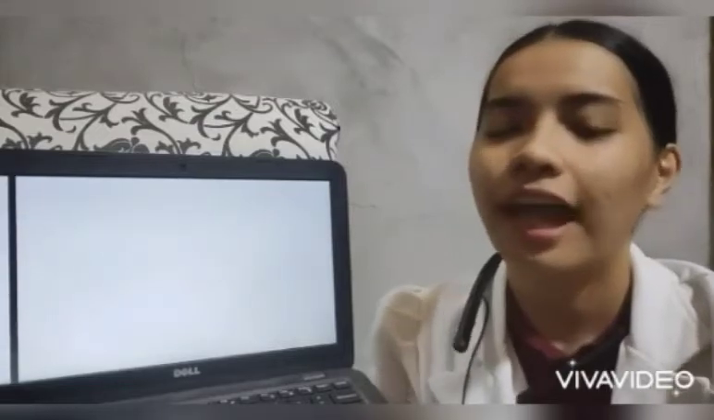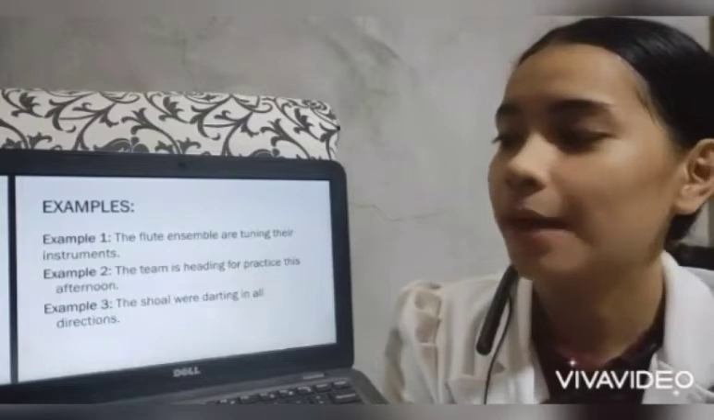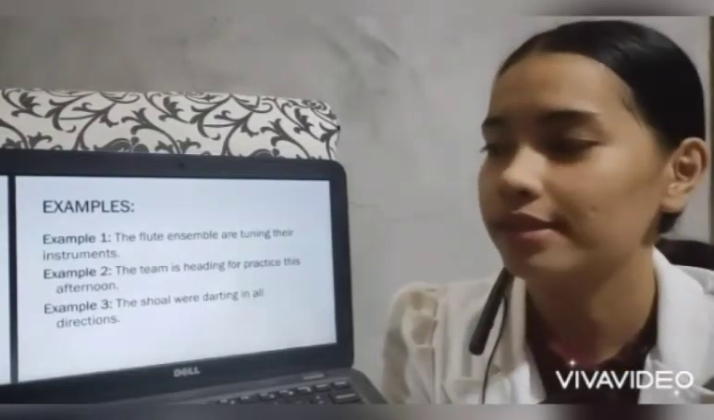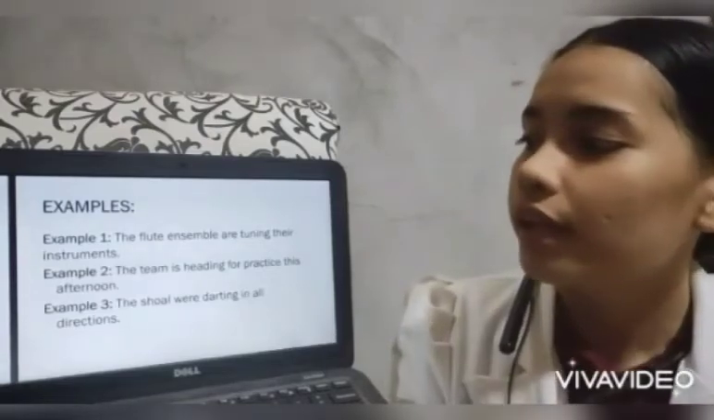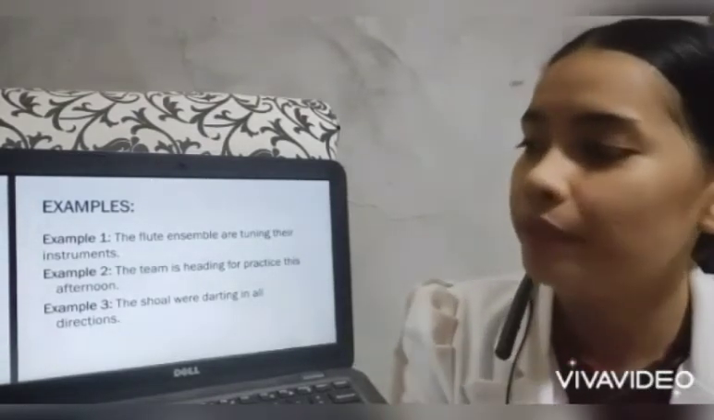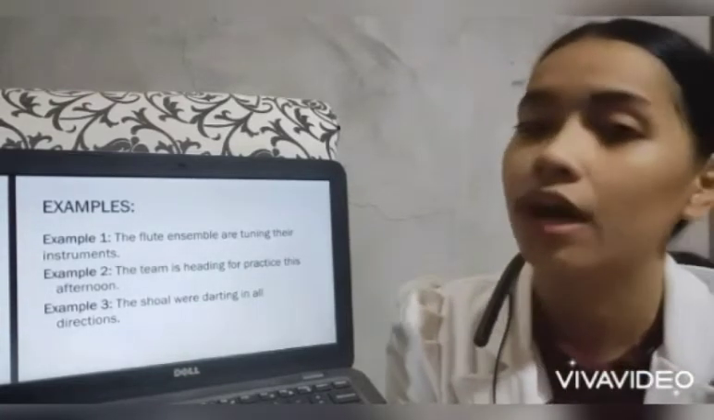Let's learn. Take a look at these examples and tell me what you have observed. Example number 1, the flute ensemble are tuning their instruments. Example number 2, the team is heading for practice this afternoon. Example number 3, the shoal were darting in all directions. Have you noticed something?